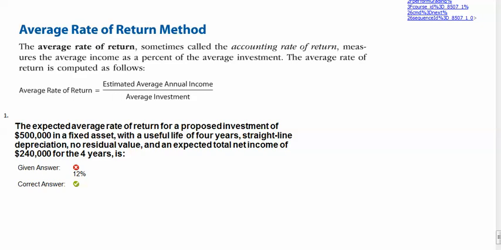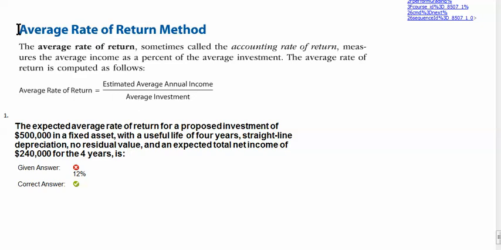Average rate of return method. Here's a question that's being asked of us. The expected average rate of return for a proposed investment of $500,000 in fixed asset with a useful life of 4 years, straight line depreciation, no residual value, and an expected total net income of $240,000 for 4 years is.